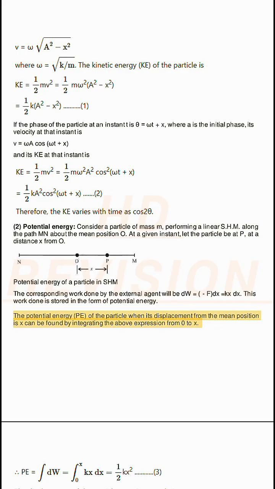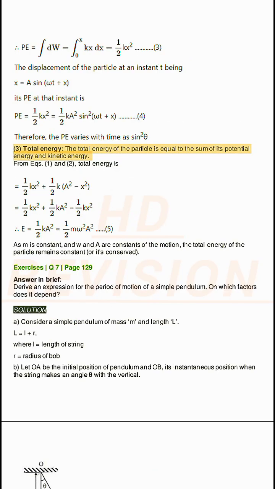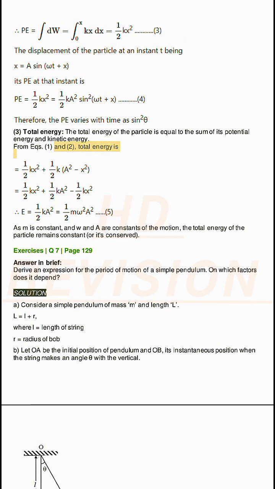The potential energy PE of the particle when its displacement from the mean position is x can be found by integrating the above expression from 0 to x. 3. Total energy. The total energy of the particle is equal to the sum of its potential energy and kinetic energy. From equations 1 and 2, the total energy is obtained. As m is constant, and omega and A are constants of the motion, the total energy of the particle remains constant, or it is conserved.